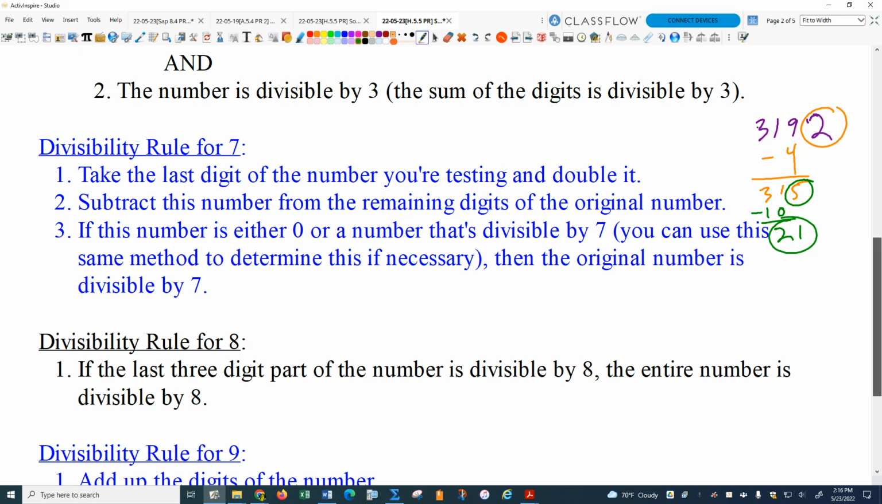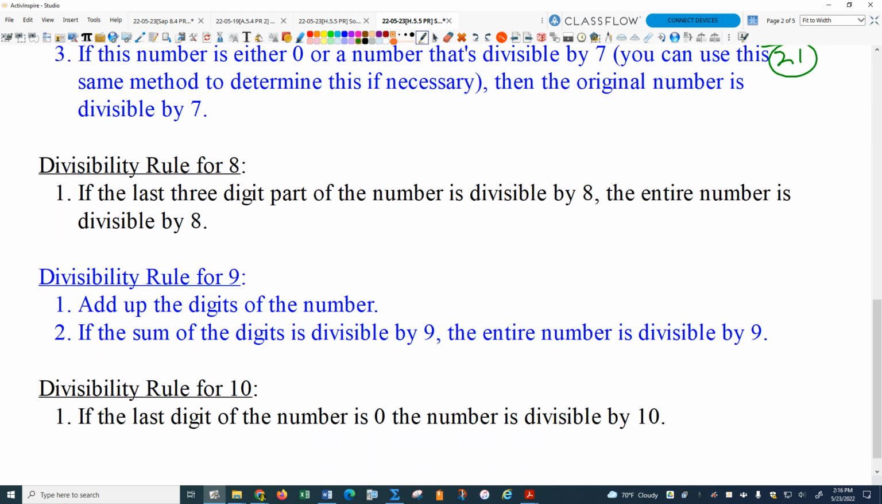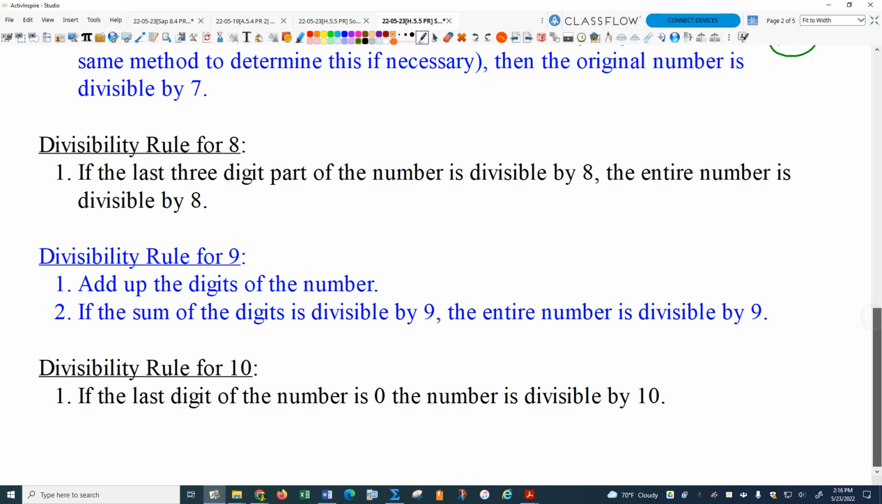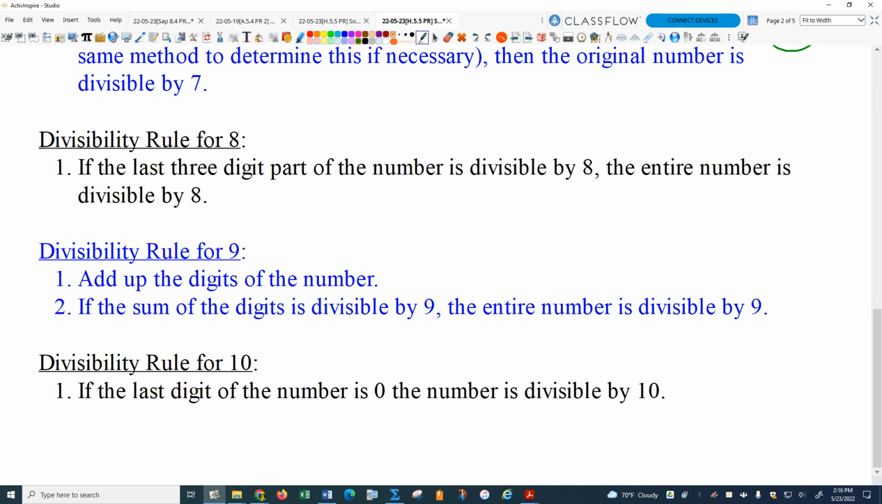Divisibility rule for 8 is just like for 4, only you look at the last 3 digits. Divisibility rule for 9 is just like 3. If you sum the digits and the sum of the digits is divisible by 9, then the whole number is divisible by 9, and 10's obvious. If it ends in a 0, it's divisible by 10. So I'll add these to the notes today. They'll go up on the notes. If you want to see these again, if you just go to Plan Book, there's a PDF of the notes for today that'll show up.